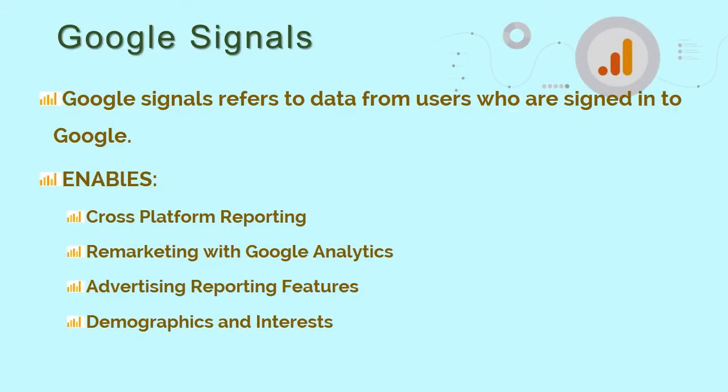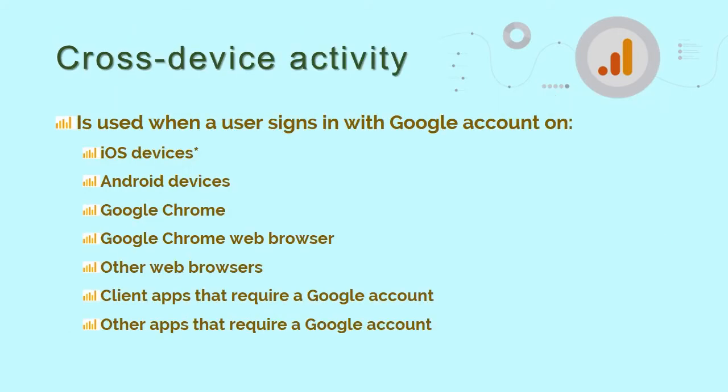Google signals refers to data from users who are signed into Google. Google Analytics associates event data on your site or app with the users signed into Google. Google signals enables cross-device reporting by measuring cross-device activities on different devices. Cross-device activity is measured when a user logs in with a Google account on iOS devices, Android devices, the Chrome web browser, other web browsers, clients, or other apps that require a Google account.